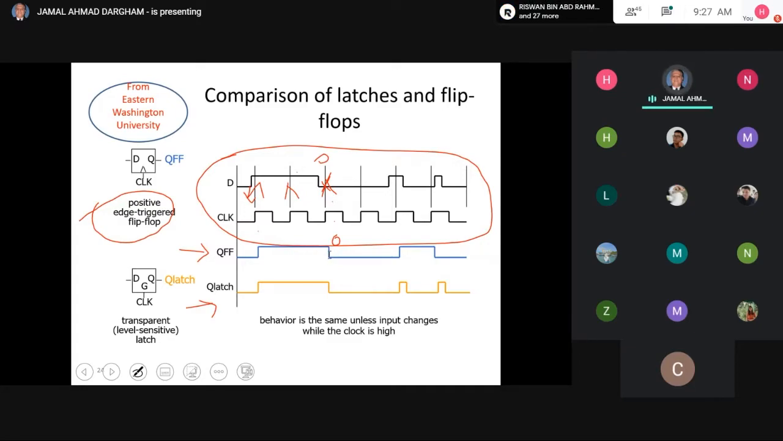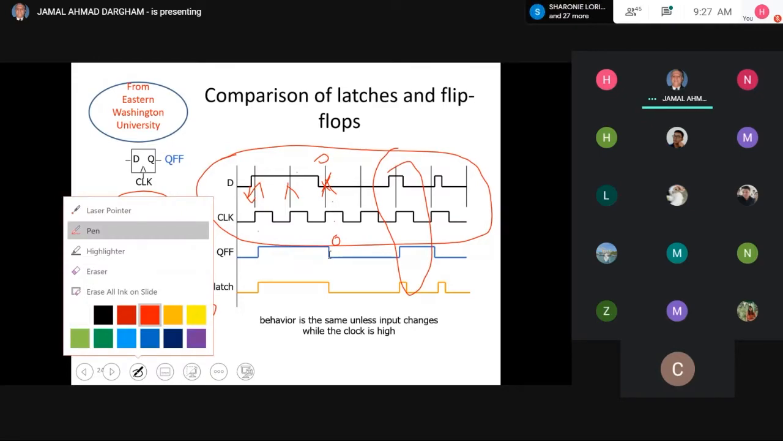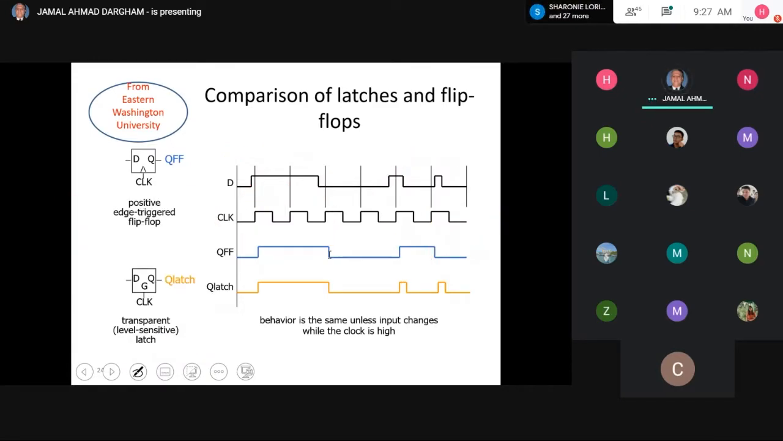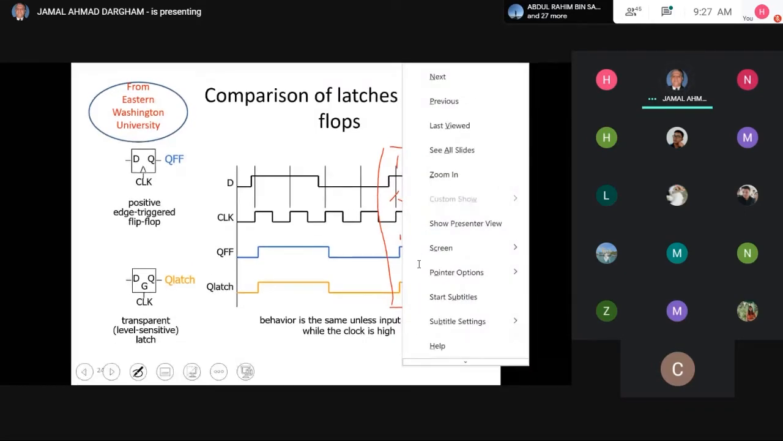Okay, what's important is here, this part. Let me clear it. Okay, let's look at this part here. Look at the difference here. Here, for D, exactly for the flip-flop, we look here. D is 1, so Q will follow at 1. Okay?